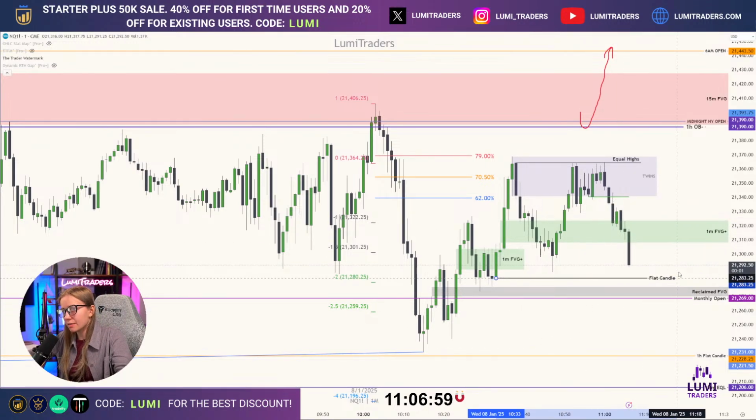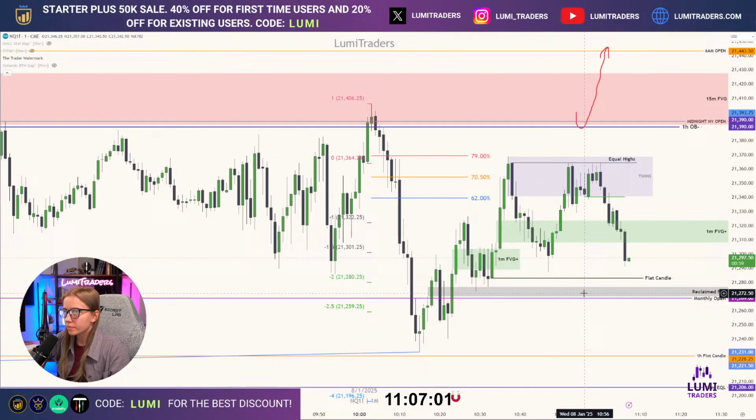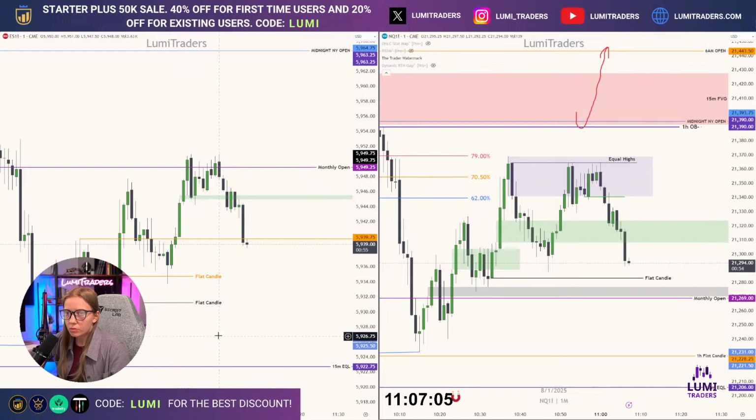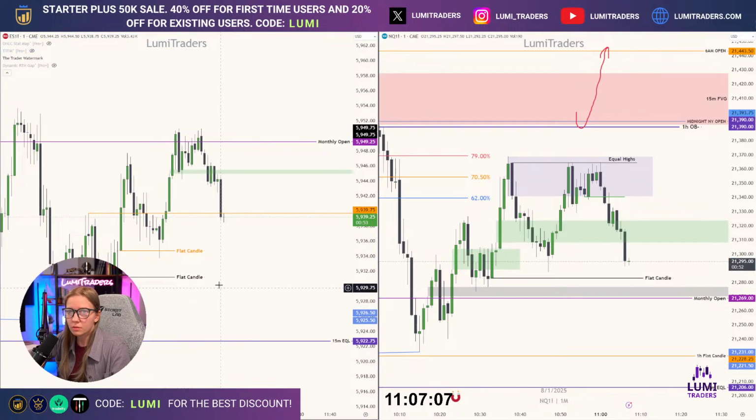Flat candles is delayed manipulation. Twins trying to hold. What about ES? ES is trying to hold these equal highs right here, which is nice.